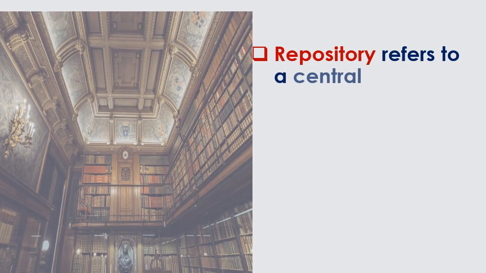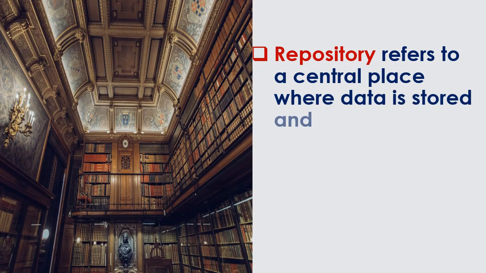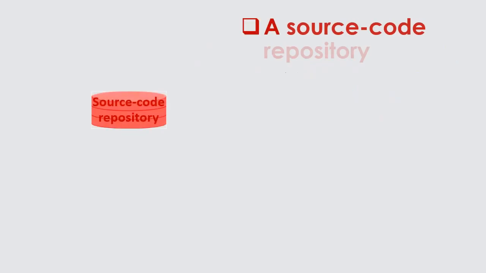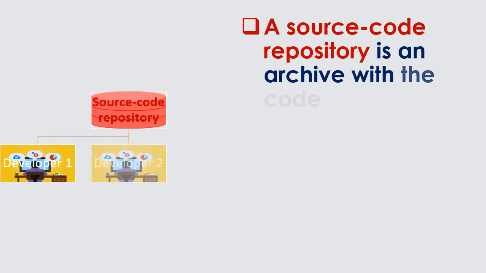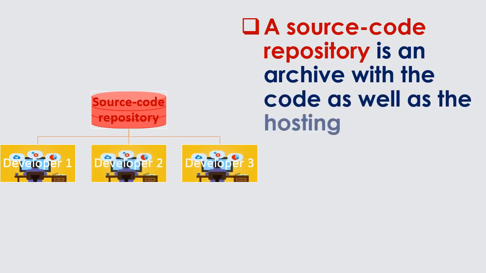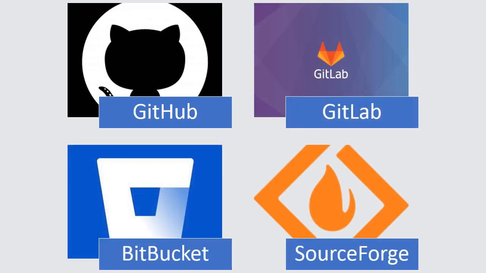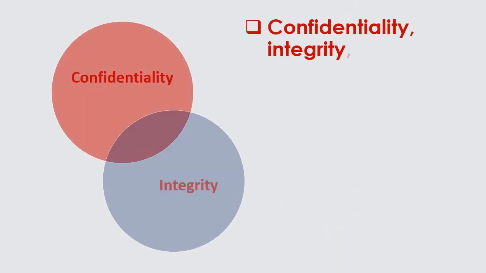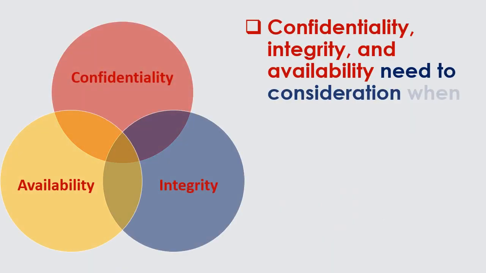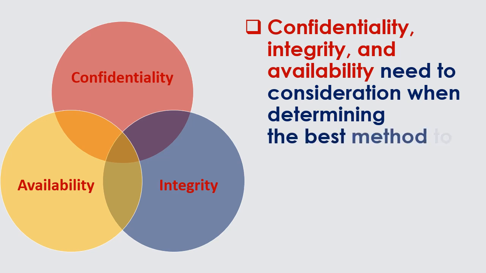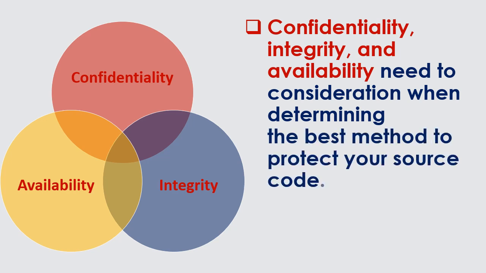Repository refers to a central place where data is stored and maintained. A source code repository is an archive with the code as well as the hosting facility for this software. For source code repositories, including GitHub, GitLab, Bitbucket, SourceForge, and others, confidentiality, integrity, and availability need to be considered when determining the best method to protect your source code.